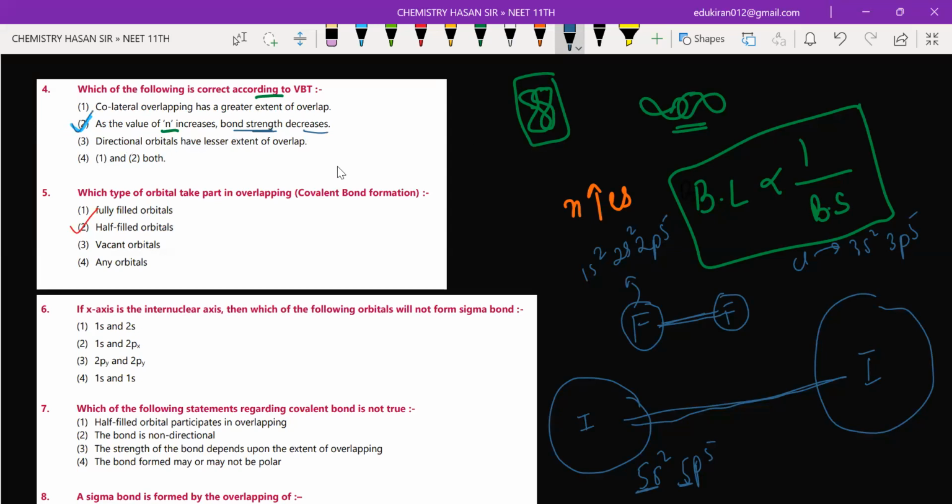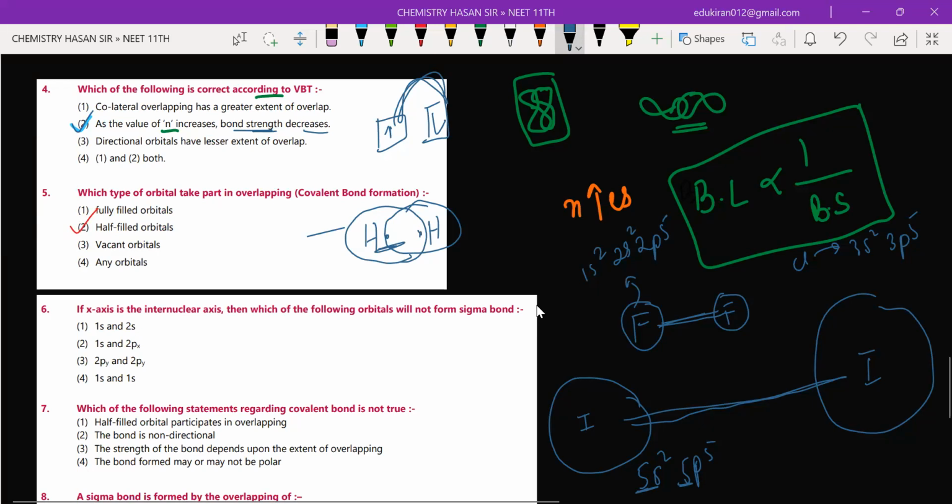Very good, Rishita. And which type of overlapping? This is hydrogen 1, hydrogen 1. This is how you did in class 11 and 10th, right? Yes, sir. One orbital, half filled it should be. If in one box only one electron is there, and in another box one electron, then they will overlap with each other. That's why half-filled orbitals take part in overlapping. Yes, sir. Do the next.